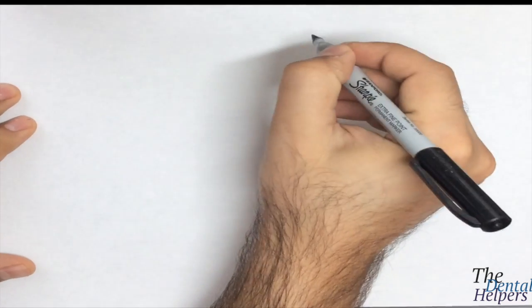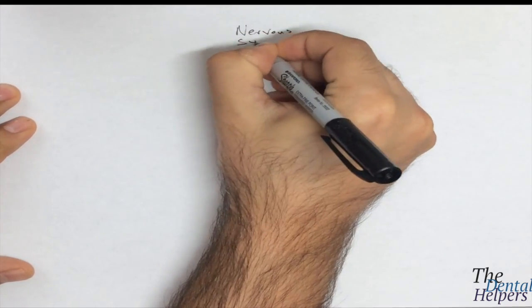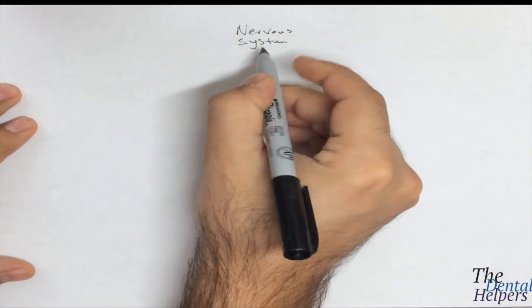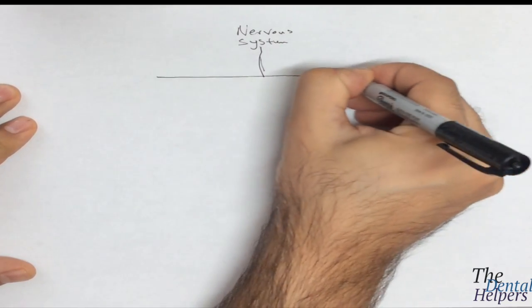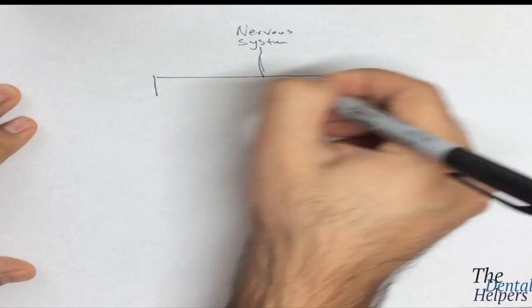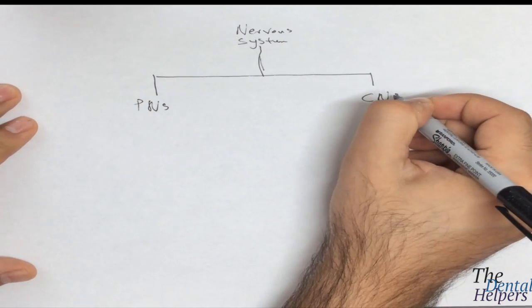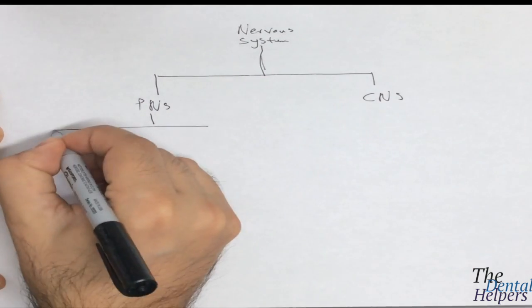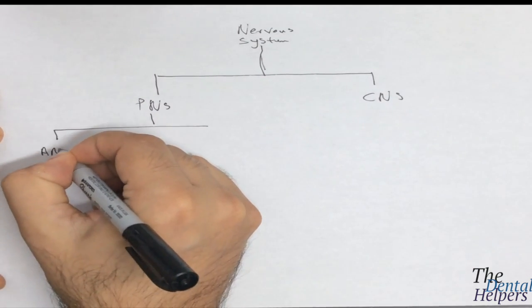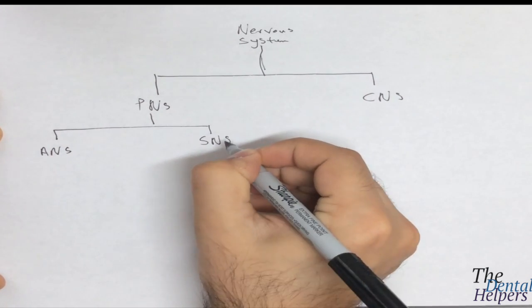So let's start with an overview of what the nervous system is. So we've got the nervous system, and the breakdown, as we know, is we've got the PNS and the CNS. And we know that the PNS from the previous videos is broken down into the autonomic nervous system as well as the somatic nervous system.